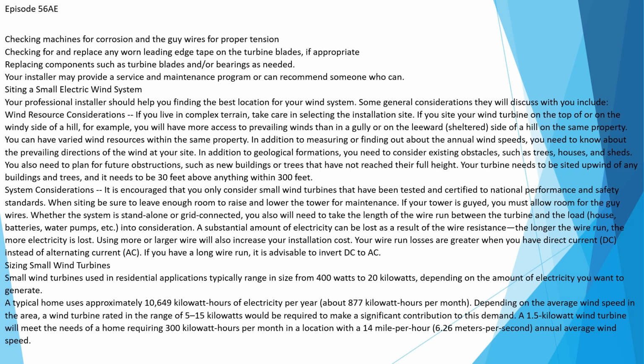In addition to geological formations, you need to consider existing obstacles, such as trees, houses, and sheds. You also need to plan for future obstructions, such as new buildings or trees that have not reached their full height. Your turbine needs to be sited upwind of any buildings and trees, and it needs to be 30 feet above anything within 300 feet.